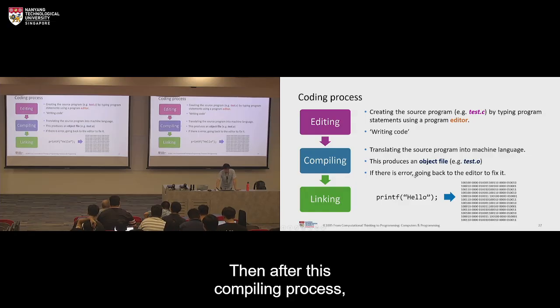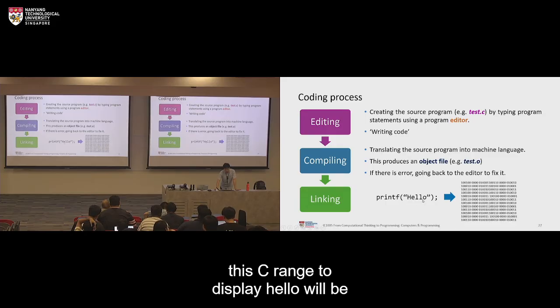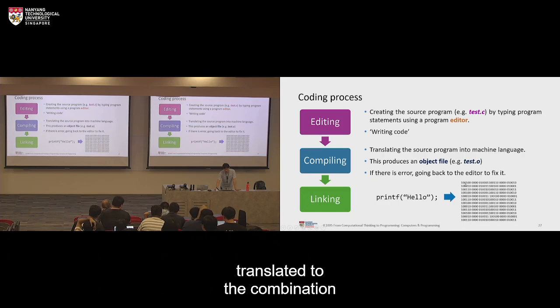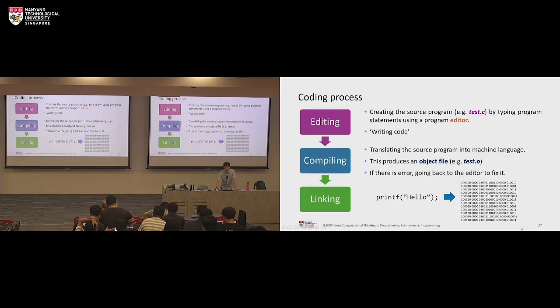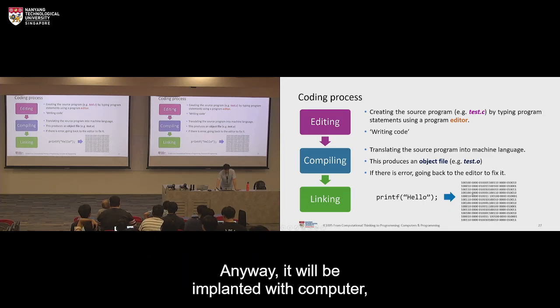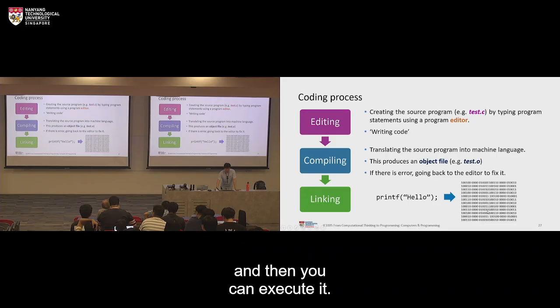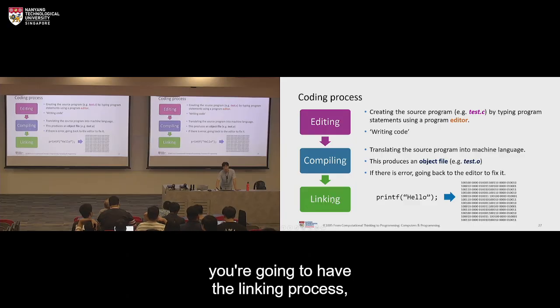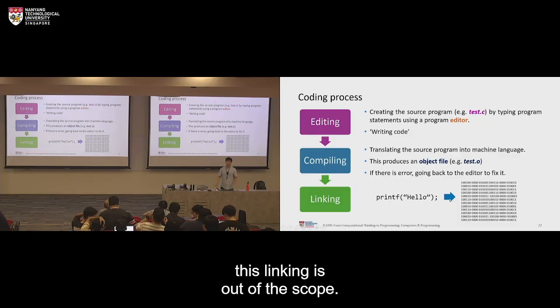Okay, after this compiling process, this C language to display hello will be translated to the combination of 0 and 1s, as you can see here. Can you understand this? No, I cannot. Anyway, it will be implemented in the computer, and then you can execute it. Then what is the linking process? Once you have the compilation, you're going to have the linking process. But in this course, this linking is out of scope.